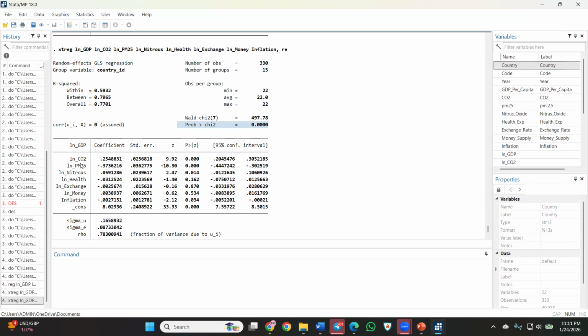So CO2 has a coefficient of 0.25488, so 0.25. It has a standard error of 0.025, a z-score of 9.92, and then a p-value of 0.00, and then a confidence interval.